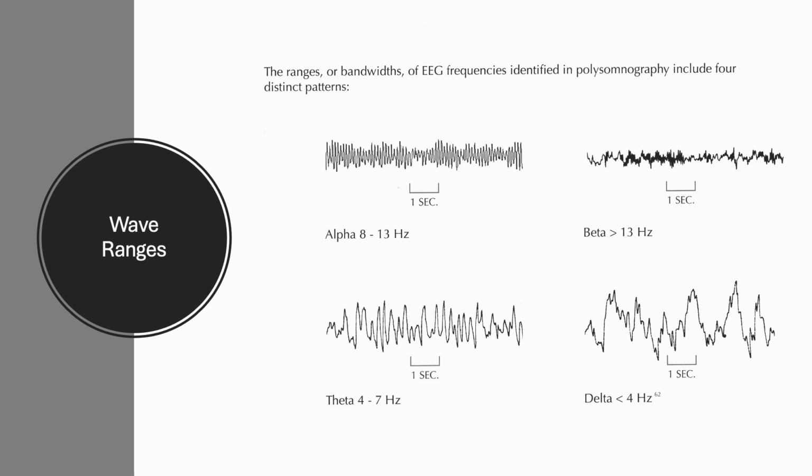You may hear different ranges for these waveforms. For instance, you might hear 0 to 4 as delta, or 0.5 to 3.9 as delta. On the RPSGT exam, you might have a question like, what is the frequency for delta waves? And the answer might be something like 2 to 4 hertz. That would be the answer because it's the best answer available. It's still correct because it's within the range of delta waves, although 2 isn't as low as delta waves can go.